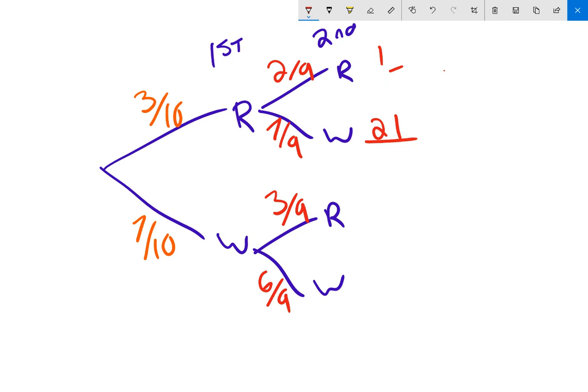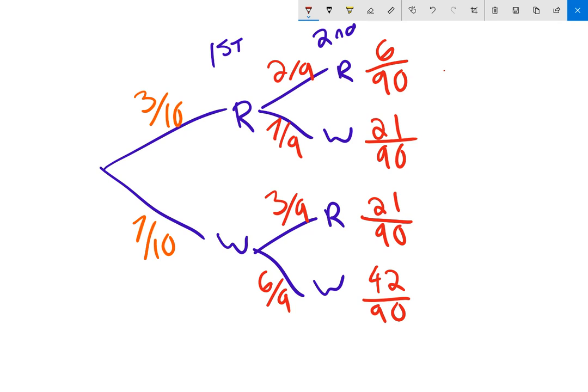Actually, I'm going to leave them all with the common denominator of 90, because that'll make things easier to add up at the end. So that would be 6 over 90, this would be 21 over 90. This one would be 7 times 3, which is 21 over 90, and then this would be 7 times 6, which is 42 over 90. So again, if you add up all 4 of those, it should total 1, but that's not what we need to do.